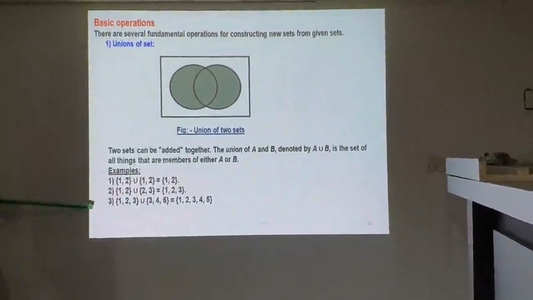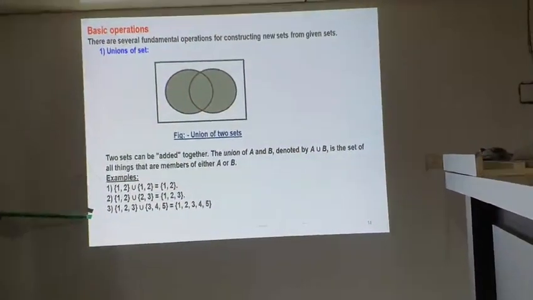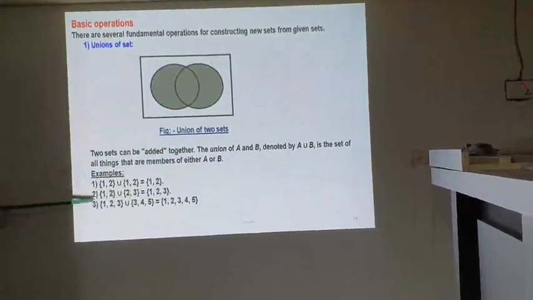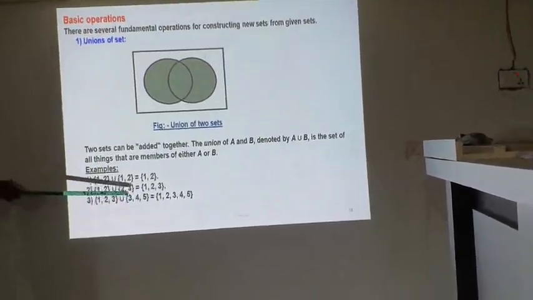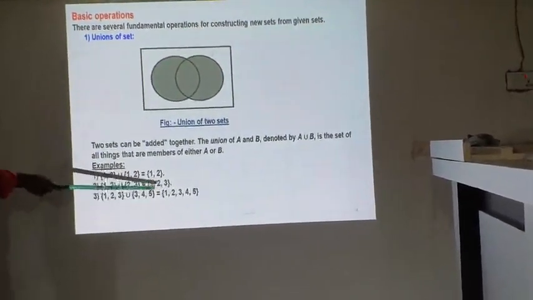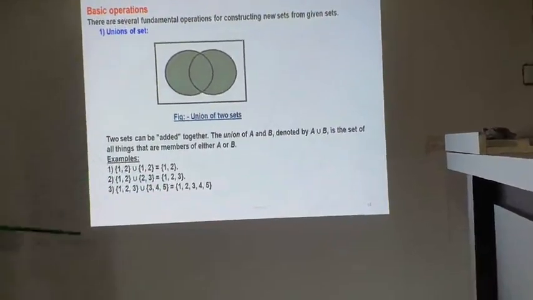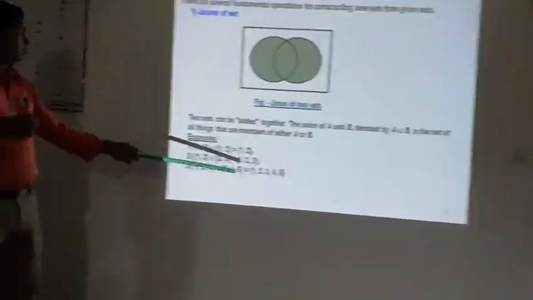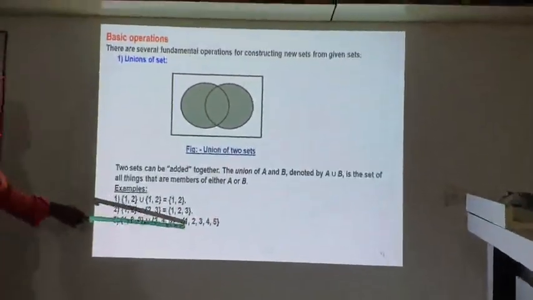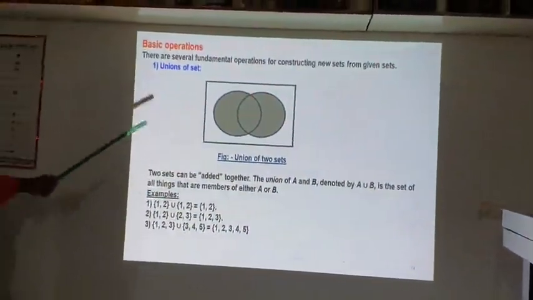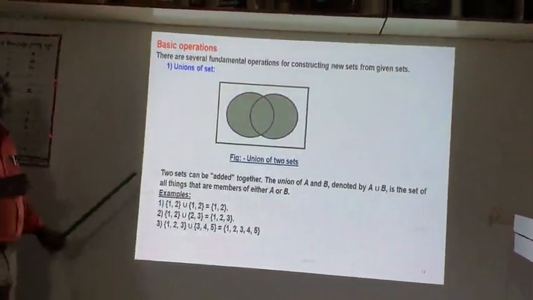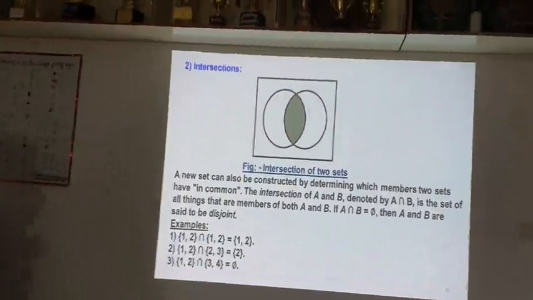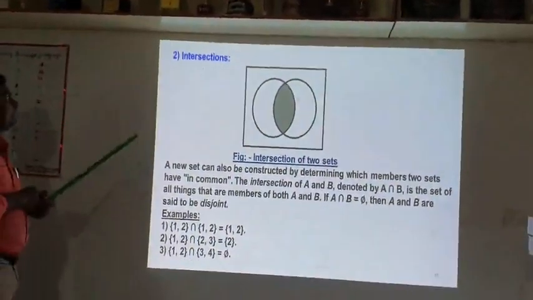See another example in number 3. There is 1, 2, 3 and there is 3, 4, 5. Then we can write all elements separately. Then it gives the union of the two sets, which is 1, 2, 3, 4, 5. Without repeating any element, we represent the union of two sets. Now we discuss the intersection of two sets.